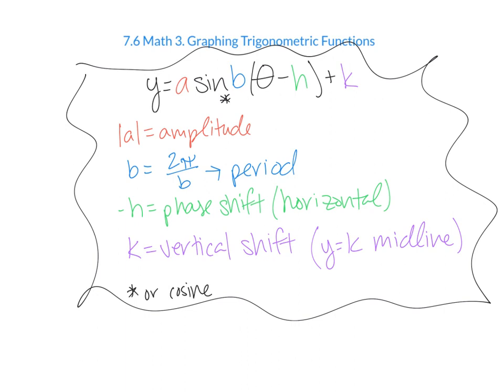So you have to look at the value of a, the value of b, h, and k, and if there are values there, then you'd have to either change the amplitude, period, or shift it horizontally or vertically. So we're going to get into one example with this.